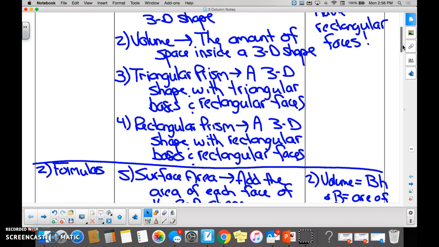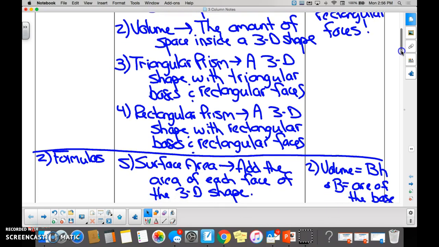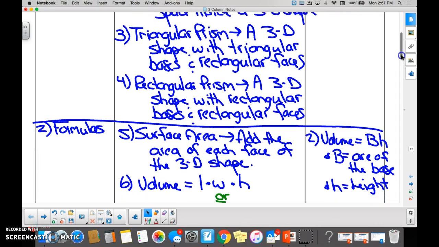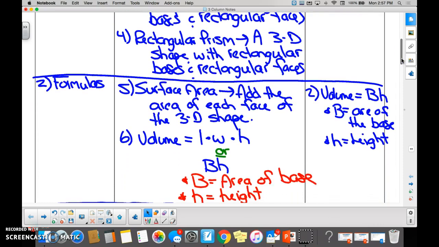Yes or no? Yes. In a triangular prism, your bases are going to be what shape? Triangles. On a rectangular prism, your bases are going to be what? Rectangles. Formulas. Surface area: add up the area of all the sides, and you're good.